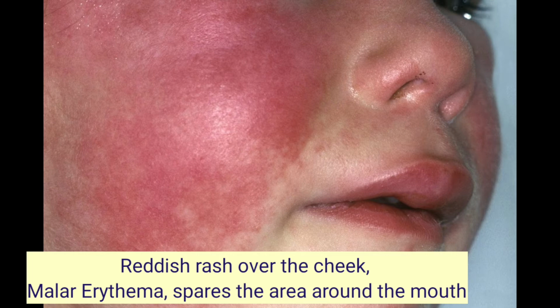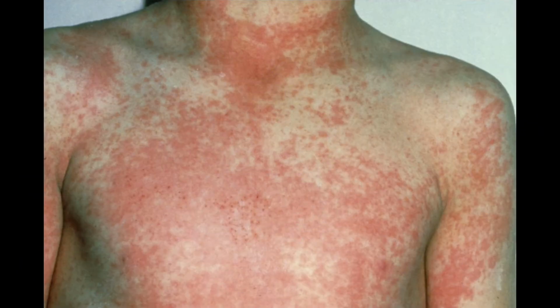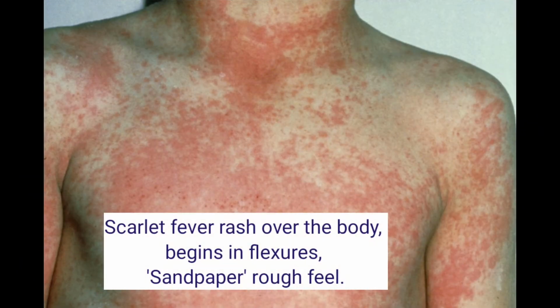The rash produced over the face is called malar erythema. Here, the redness involves most of the face but spares the area around the mouth. The rash that involves the body has a characteristic rough feel to it. That is why it's called a sandpaper rash. It usually begins in the flexures, usually behind the ear, and spreads slowly throughout the body.